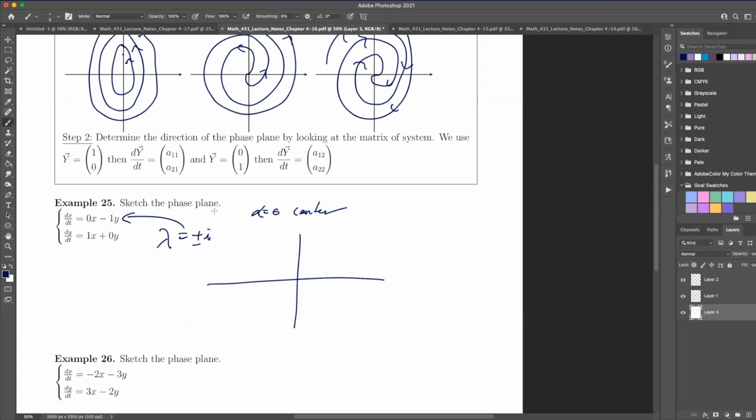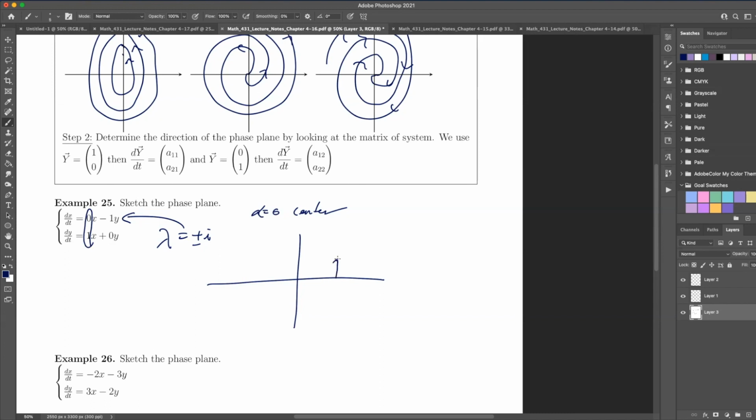So this is center. Let's pretend I plug in the value 1 and 0. If I plug in 1 and 0, what is my change in x and my change in y? My change in x is 0, my change in y is 1. So if here I'm at 1, 0, I'm going 0 in the x direction and 1 in the y direction.